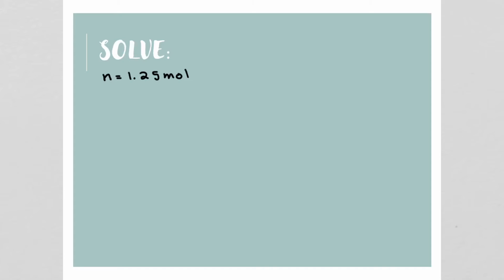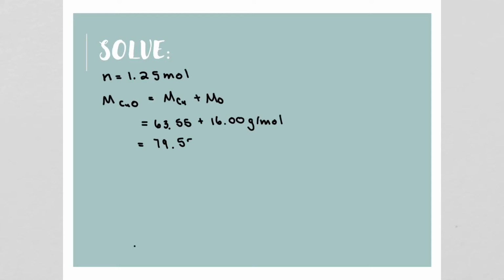So that's our amount. We need to find the molar mass before we can find the mass. So we have to calculate the molar mass of CuO. That's equal to the molar mass of Cu plus the molar mass of O. So we look up the value for copper. It's 63.55 grams per mole. And the molar mass of oxygen is 16.00 grams per mole. And that is equivalent to 79.55 grams per mole.